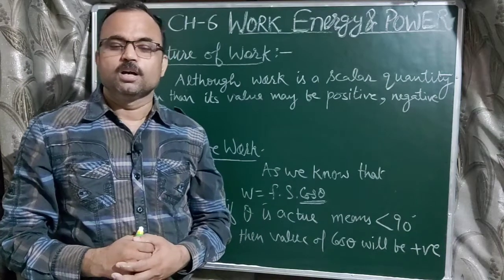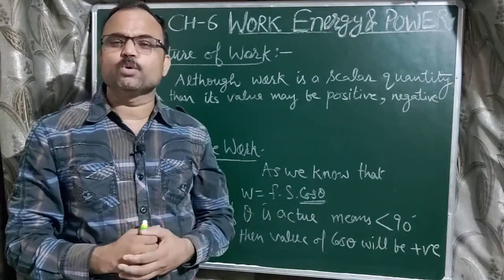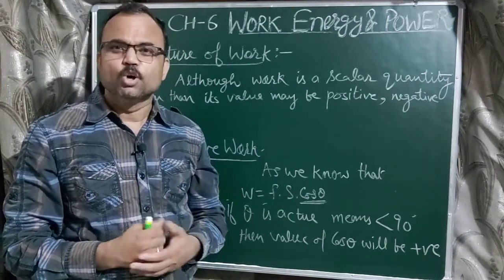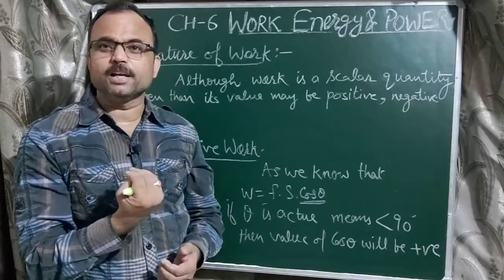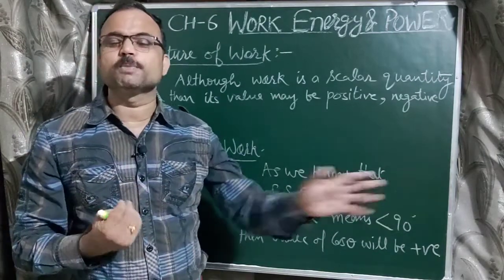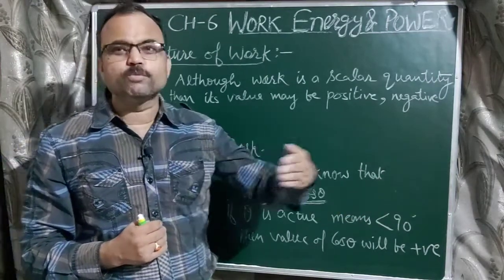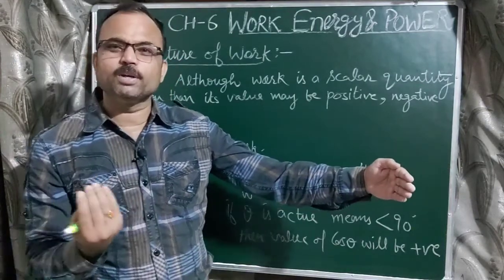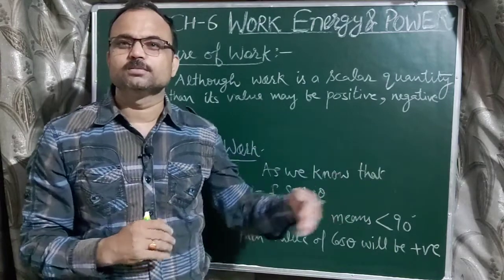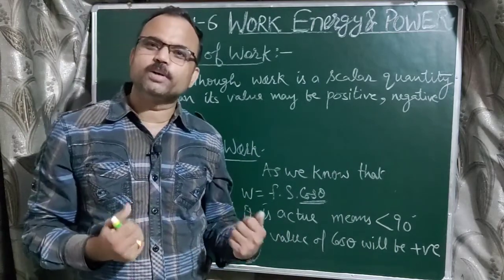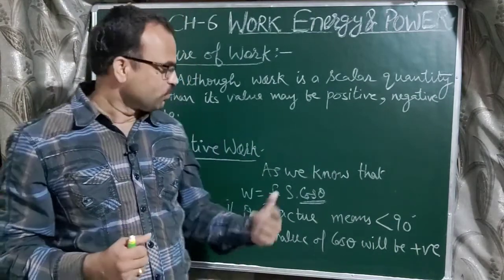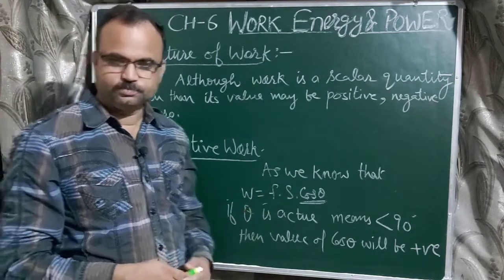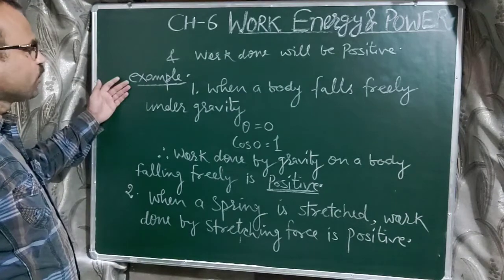And work done by frictional force will also be negative because frictional force always acts in a direction opposite to direction of displacement. Means body is moving forward, then frictional force is acting backward. So angle between frictional force and displacement is 180 degree. The value of cos 180 degree is -1. Work done negative.